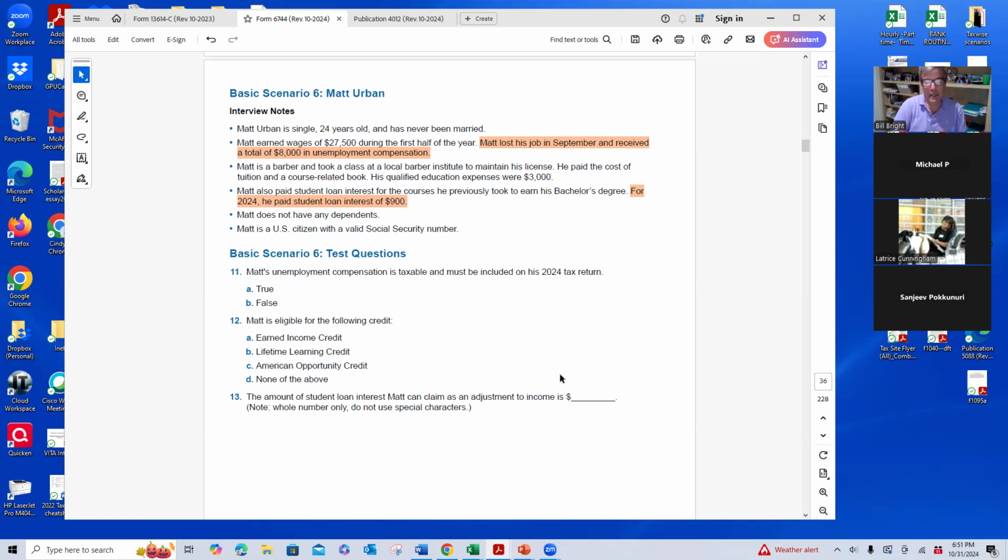I think we answered that question pretty clearly as we went through the material. And then on the last one, number 13, the amount of student loan interest that Matt can claim as an adjustment: obviously, we know that the max is $2,500, so he can claim the whole $900. So again, just to give a little sample of what we're going to do. And we're actually going to talk about question 12 next week. So I think that was the only question I wanted to go over.